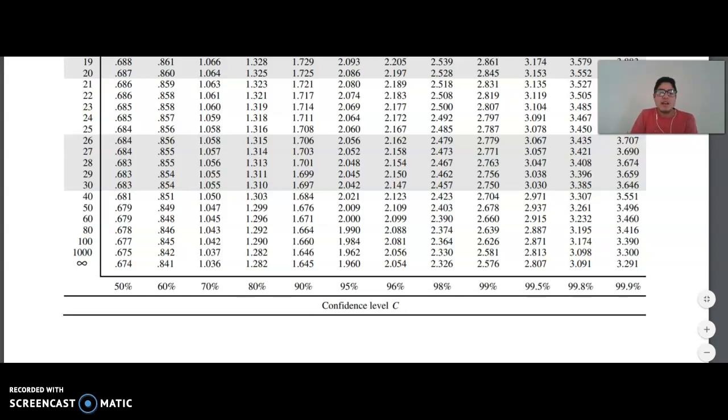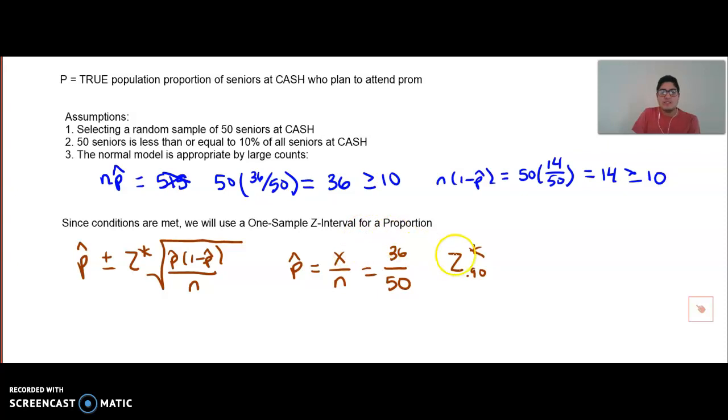But here we're using a z star, or z distribution, and we want 90% confidence. So I'm going to go here to my confidence level, 90%. And at 90%, the critical value is 1.645. So I'm just going to list that out here: z star for 90% confidence is 1.645.